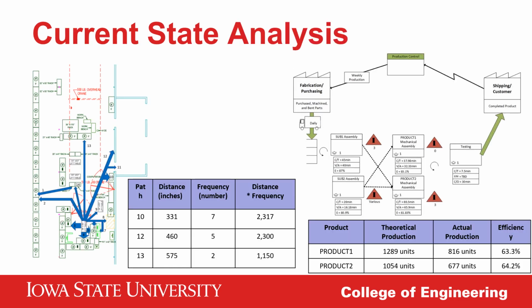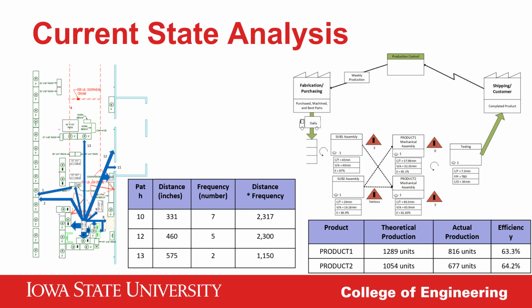So for our current state analysis, one of the first things we did was a spaghetti diagram. With this, we were just tracking the movement of the operator within the work cell. As you can see on the left, each path is numbered. We took the distance of each path in inches based on an AutoCAD drawing we were given at the start of the project, and multiplied it by the frequency of the amount of times that the operator was traveling, to find which paths were taking up the most time and where the operators were traveling the most distance.